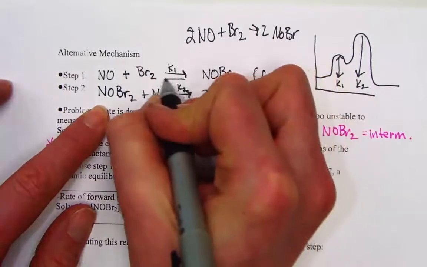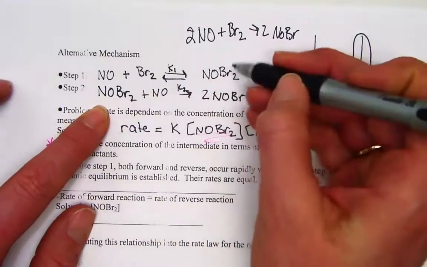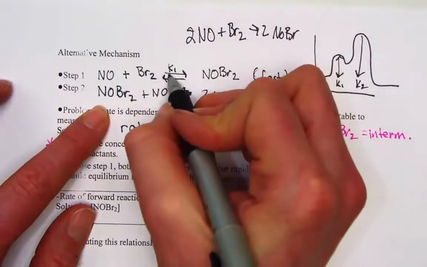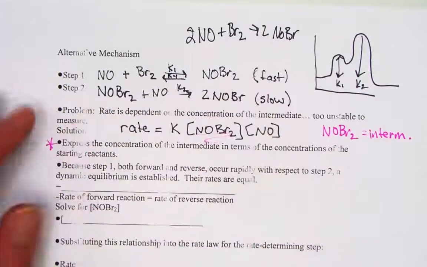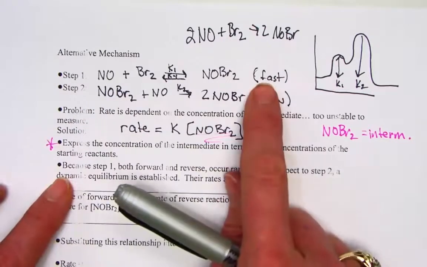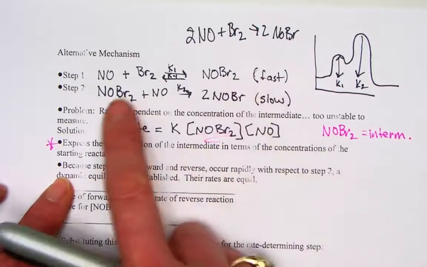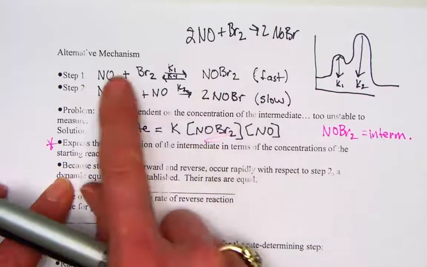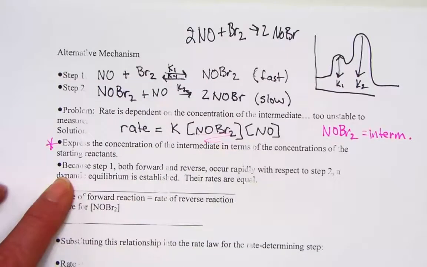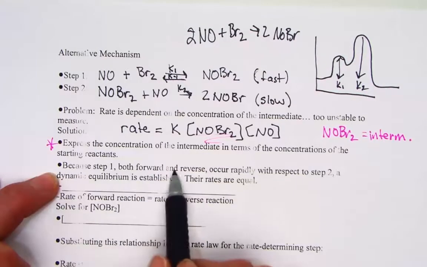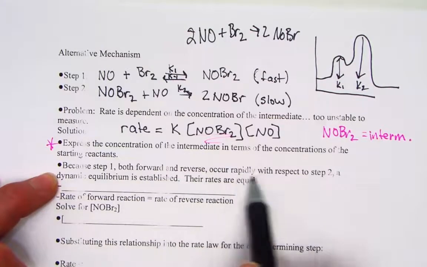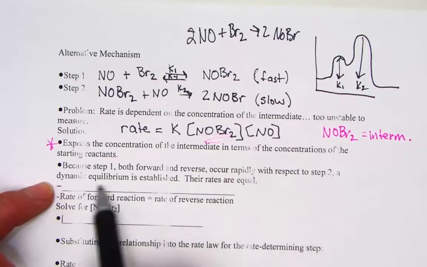What then happens is an equilibrium is established. NOBr2 will go back to the original reactants. We call that k-1, the reverse of our first elementary reaction. So in the fast first step, when we start to accumulate product faster than it can get consumed in the next reaction, we make the assumption that an equilibrium is forming. With that equilibrium, both forward and reverse in step one are occurring very rapidly with respect to step two. We begin to create what's known as a dynamic equilibrium.